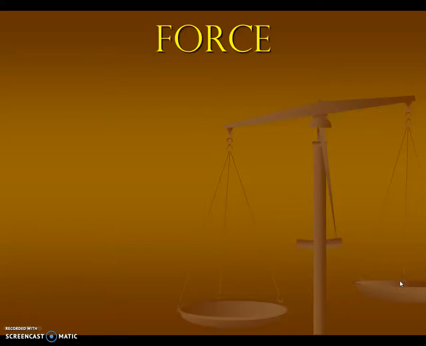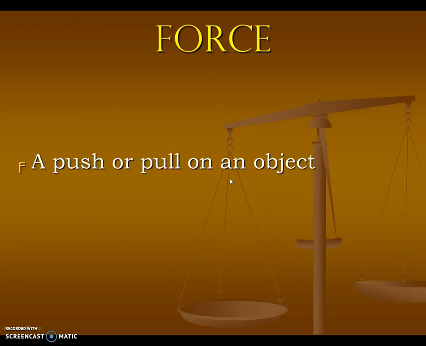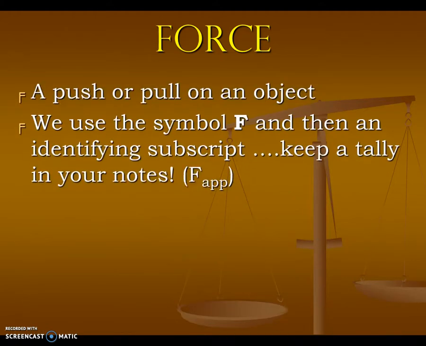So this unit is going to introduce us to dynamics, which is looking at forces and why things move the way that they move, whereas Unit 1 was just describing the motion of objects. So a force is a push or a pull on an object, and the variable that we use for force is the capital letter F, and then we typically have a subscript that's going to identify what kind of force that is. So APP is sort of a generic one that means applied force.